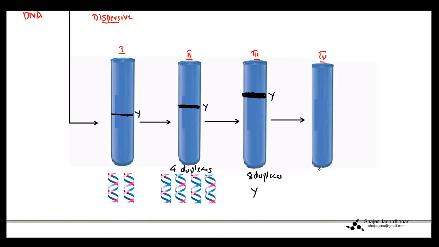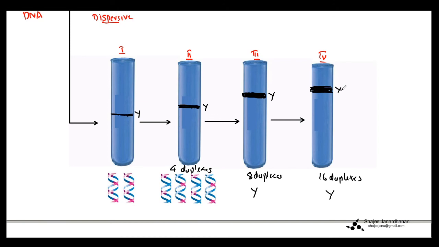Now coming to the fourth generation, you will have 16 duplexes, and if you follow similar logic, you find that all the daughter duplexes will still be hybrid, but they have more N14 now than the third generation. So you find that the band thickness has now increased very much because there are now 16 daughter duplexes in this sample, but it has become lighter due to the incorporation of more N14, but still the density of the band is actually hybrid.